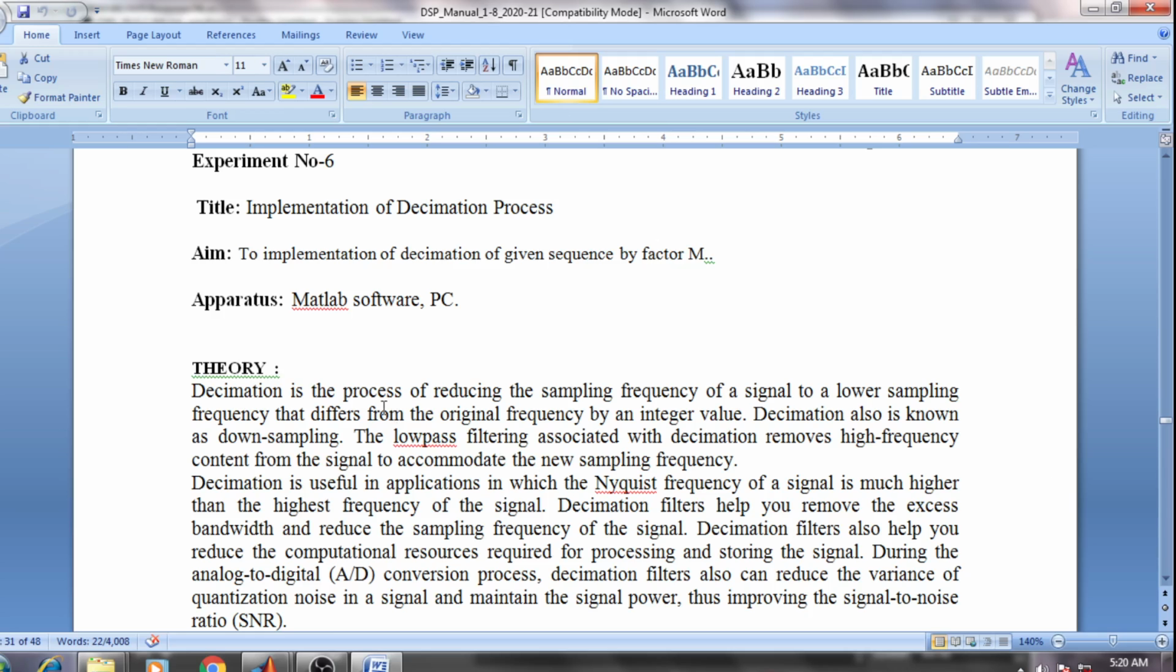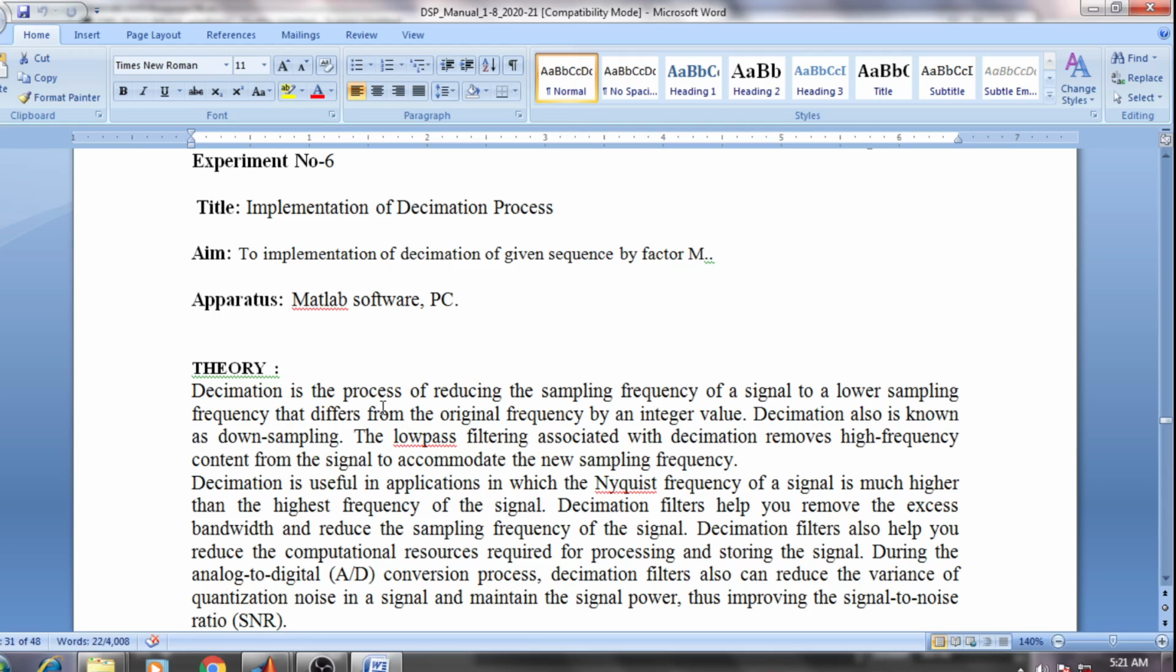Now, good morning. Today we are going to learn experiment number 6. The title of this experiment is implementation of decimation process. This is the sixth experiment for digital signal processing lab. Under the digital signal processing lab we are going to perform a total of 8 experiments. Out of that, this is the sixth experiment. The title of this experiment is implementation of decimation process.